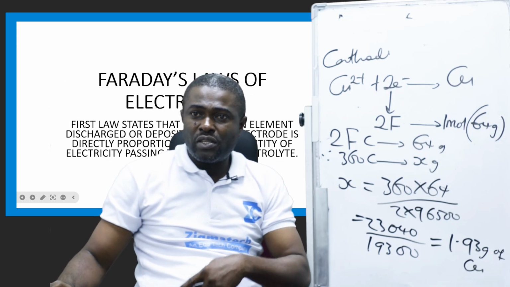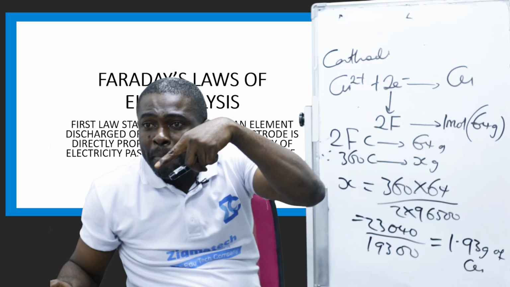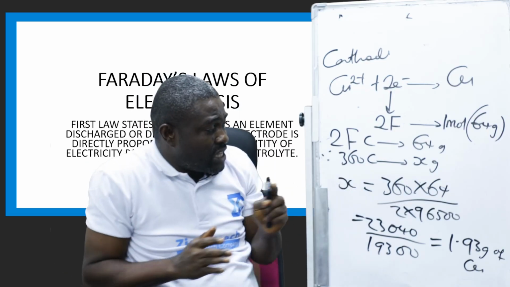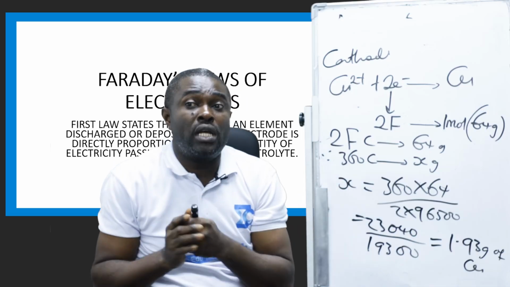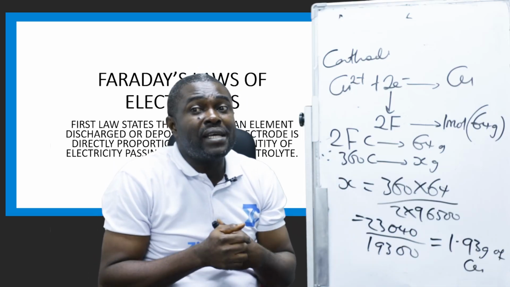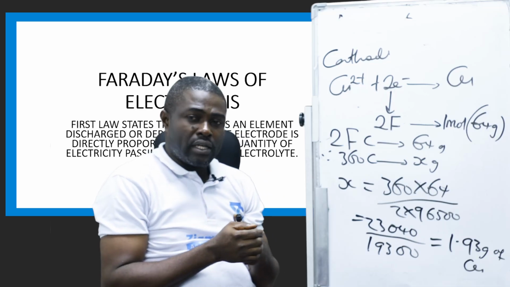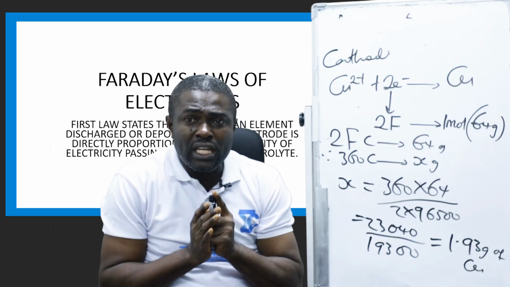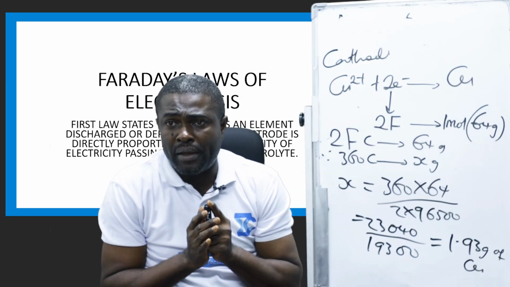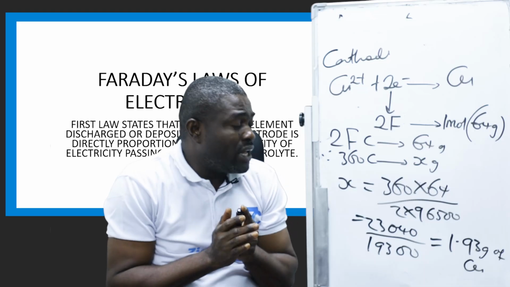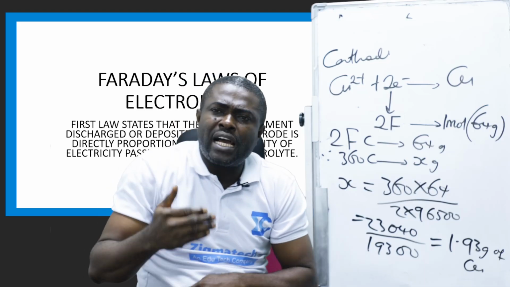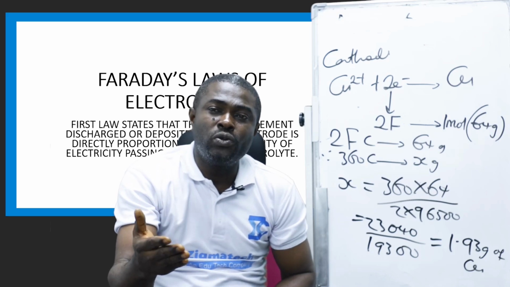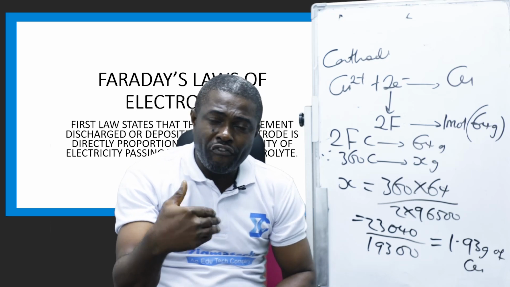Let's look at the first law. It said the mass of an element discharged or deposited at the electrode, in this case, which electrode? Cathode, is proportional to the quantity of electricity passing through an electrolyte. That is the first law. If you don't want to approach it like this, an alternative method you can apply to calculate the mass deposited at the cathode is calculating the mole first. After calculating the mole, convert the mole to mass.